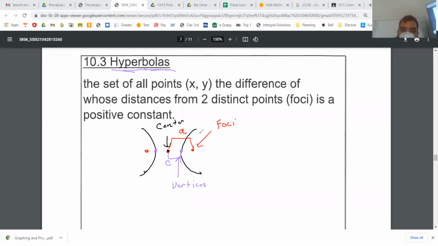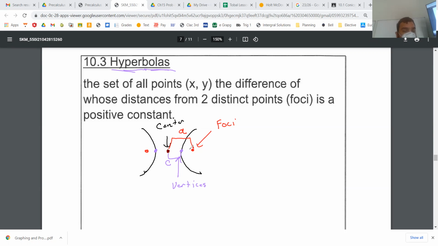This is from what to what equals, Steve? From the center to the vertices, which is the same letter and the same thing as in the ellipse. The big difference is the foci is actually farther away from the center than the vertices. Compared to the ellipse, the vertices are the farther away one. So that changes our equations a little bit. You'll see how that looks. There's a lot of equations.